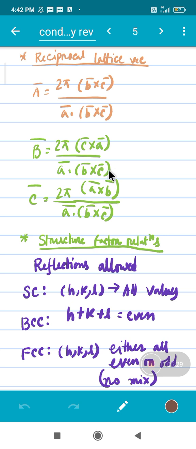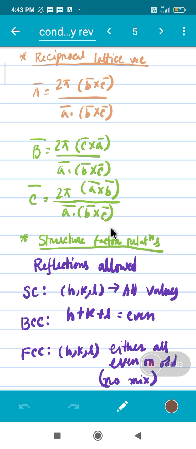Next, you have to know how you will get the reciprocal lattice vectors. They are related in this way, where the small a, b, c correspond to the direct lattice vectors and the capital A, B, C are the reciprocal lattice vectors. They are related by A equal to 2 pi b cross c divided by a dot b cross c. And similarly, you can see that there is some kind of cyclicity, b, c, a, so it will help you to remember those.